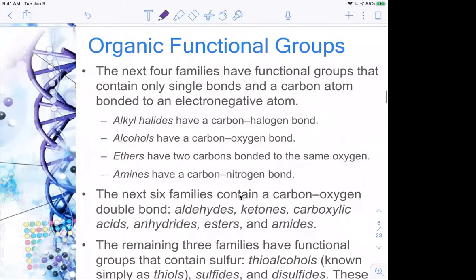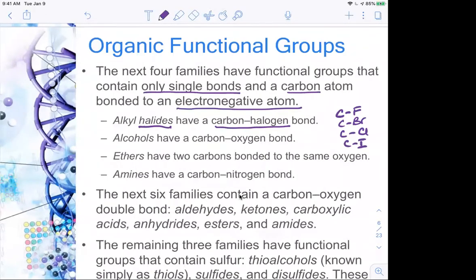The next 4 functional groups have only single bonds, and then I have a carbon that's bonded to an electronegative atom. So halides have carbon-halogen. This is carbon-fluorine, carbon-bromine, carbon-chlorine, carbon-iodine. Alcohols always have a carbon bonded to an OH, right? Ethers have carbon-O-carbon. Amines are going to have a carbon with a nitrogen of some sort bonded to it.